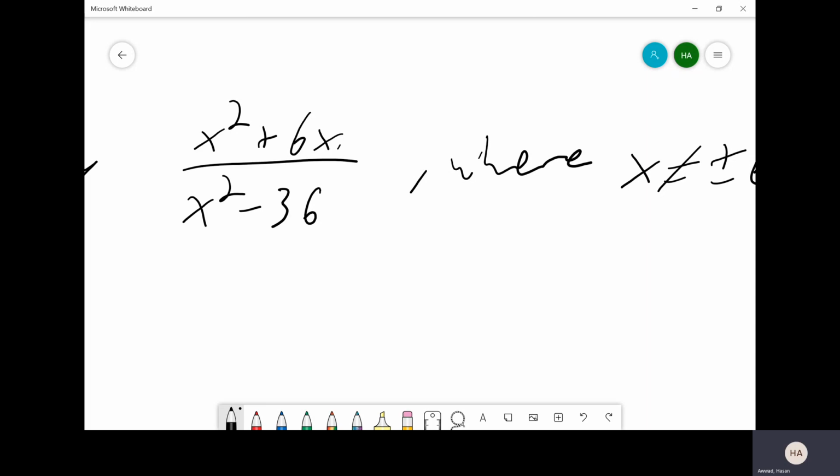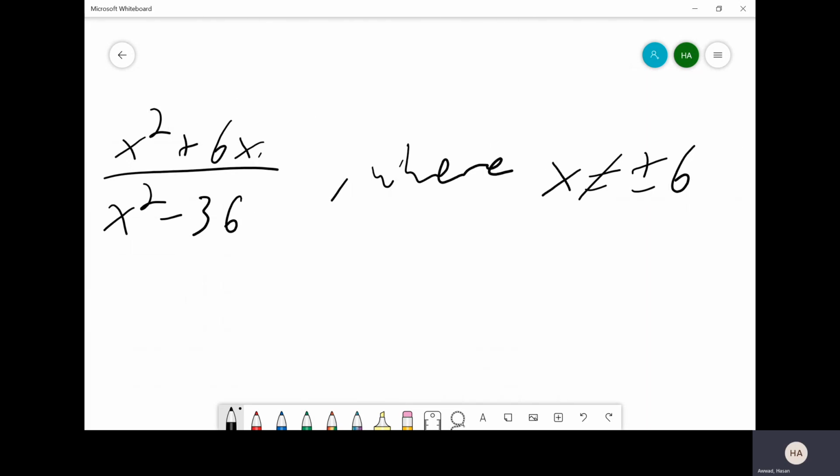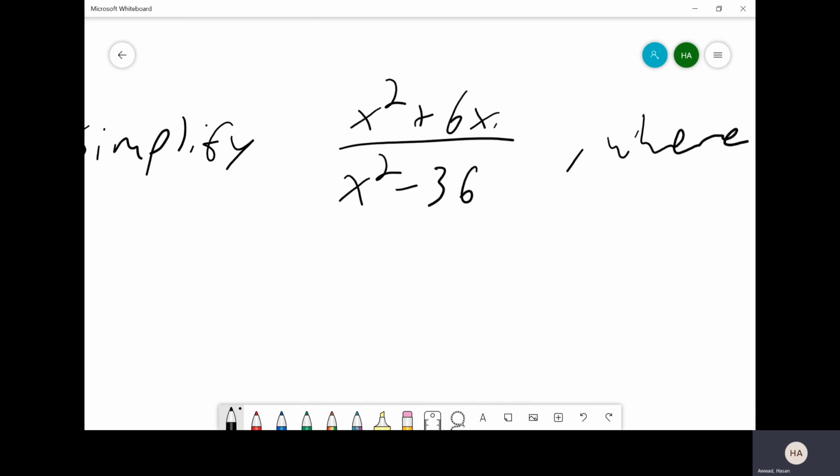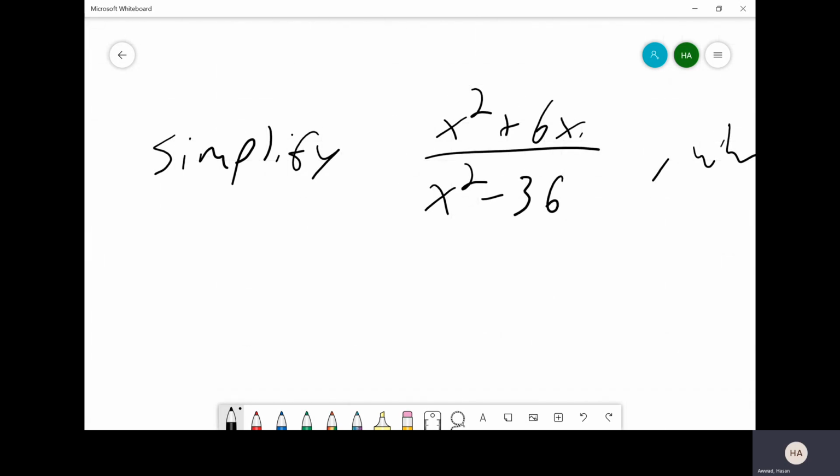And what do we know about 0 in the denominator? Doesn't matter if it's a polynomial, doesn't matter if it's a real number. 0 in the denominator makes the fraction blow up, right? It's not defined. So I'm saying here that x is not equal to plus or minus 6, and that's part of the domain that we'll talk about later. Okay, but right now we're just talking about simplifying x squared plus 6x over x squared minus 36.